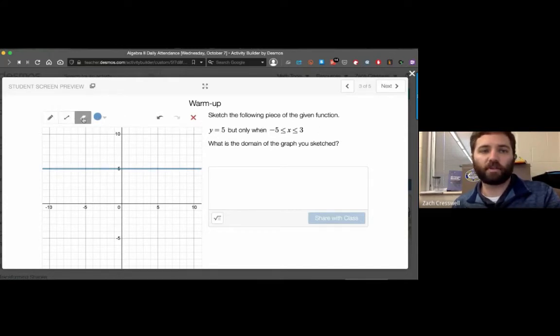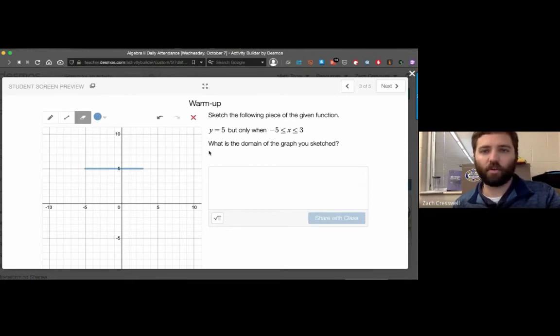So I'll take my eraser and I'll get rid of, whoops, that's too much. So we want from between negative 5 and 3. There we go, negative 5, and then up to 3. So about like that. Okay, so there's the graph of that one.